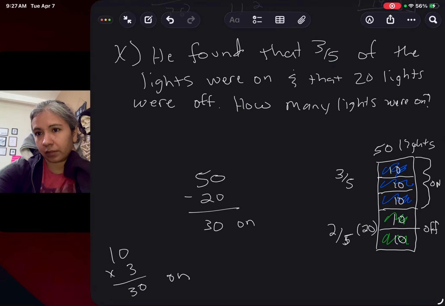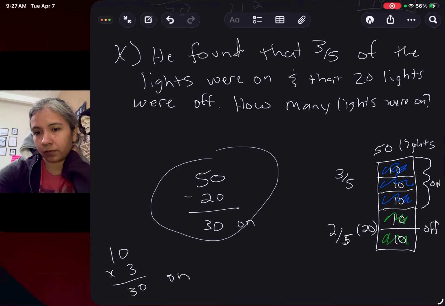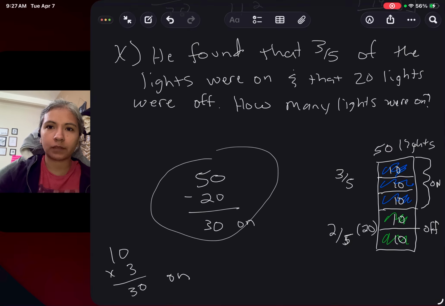So you can use the whole if you want to, or you can just use the fractions, but that's the gist of this lesson. Let me know if you have any questions.